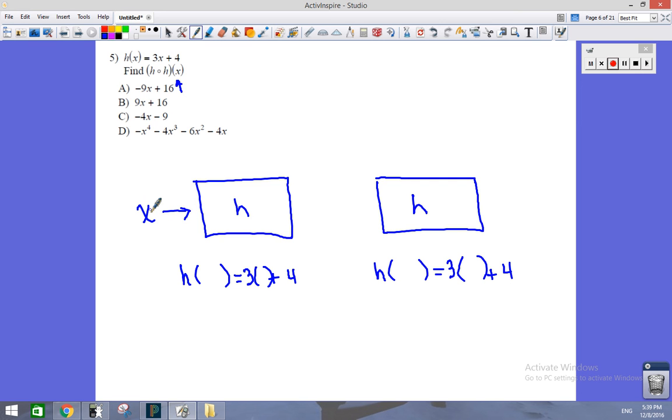If you input x, and let's put it in a different color. Let's just go ahead and put it in black. Well, change the pen.